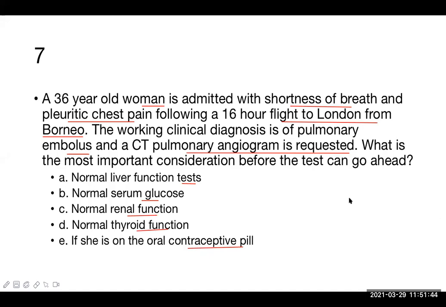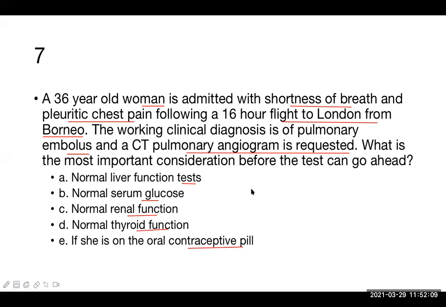Yes, immobilization. Very good. Immobilization for a longer time may be a feature of, or a risk factor for, deep vein thrombosis. And deep vein thrombosis is a risk factor for pulmonary embolization. Okay, that is a clear-cut risk factor given here. And to diagnose that pulmonary embolization, the CT pulmonary angiogram is planned.